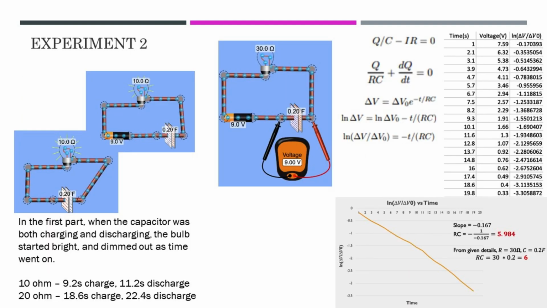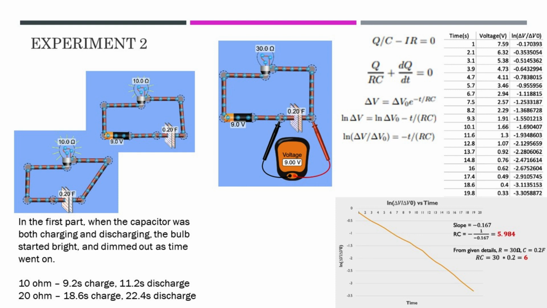In the first part of experiment 2, we had to assemble this circuit using a capacitor and see what happened. In the first part, when the capacitor was charging and discharging, the bulb started out bright but dimmed out as time went on. And then for 10 ohms, it took 9.2 seconds to charge and 11.2 seconds to discharge. Then for the 20 ohm bulb, it was 18.6 seconds to charge and 22.4 seconds to discharge.